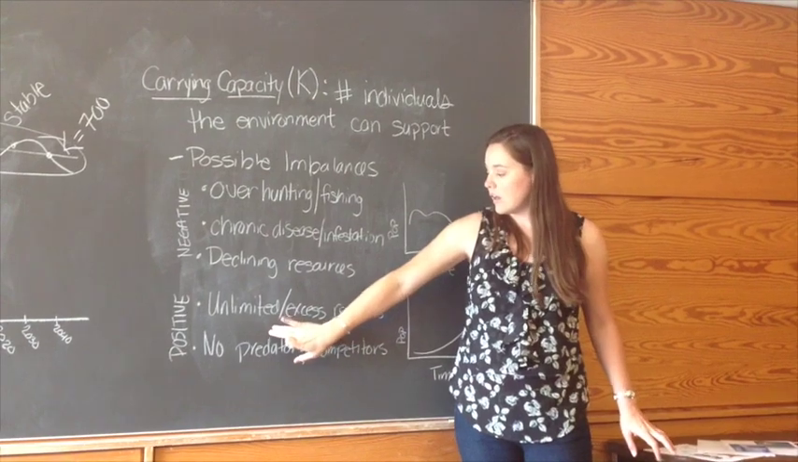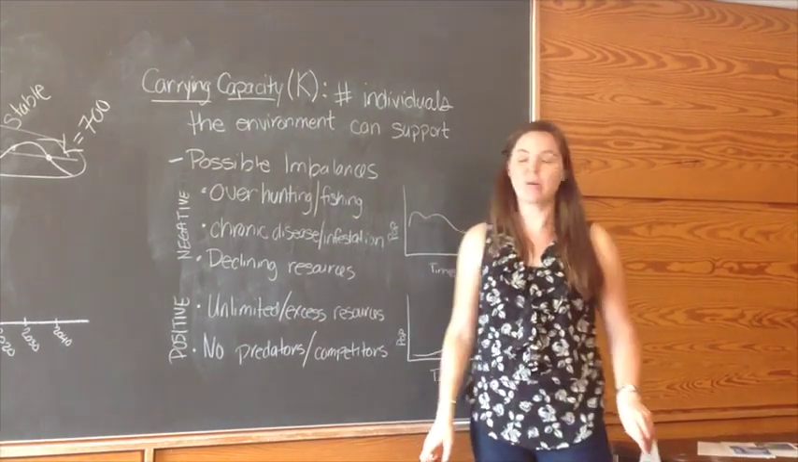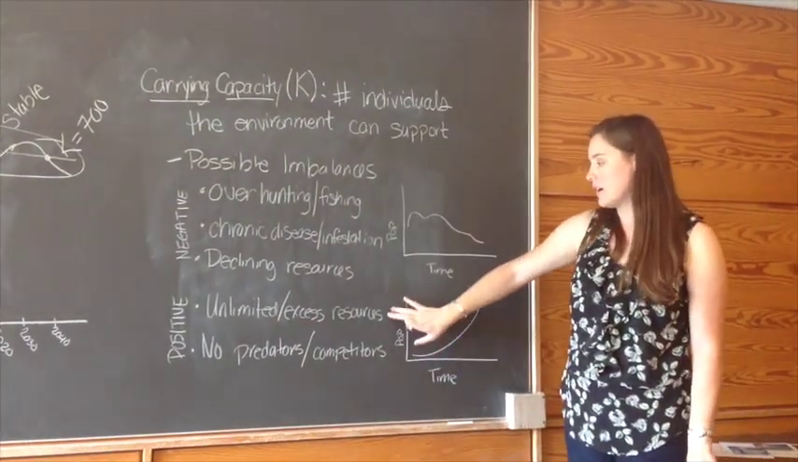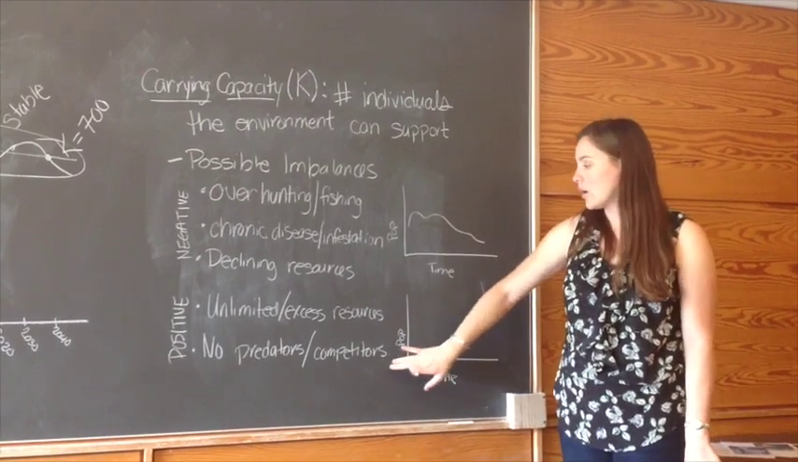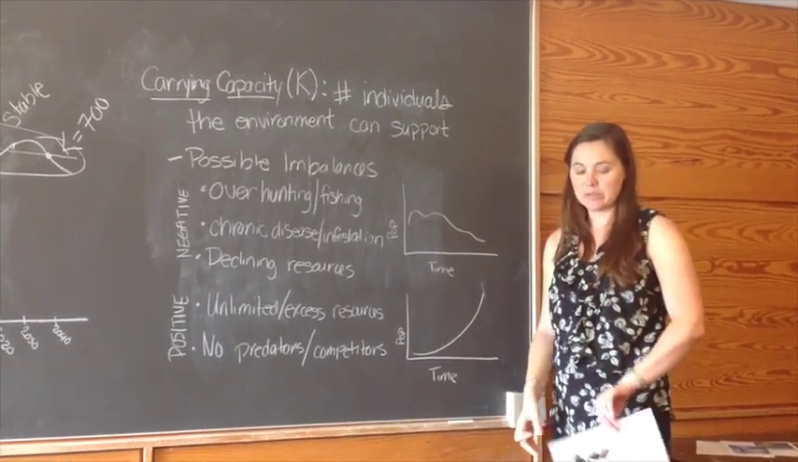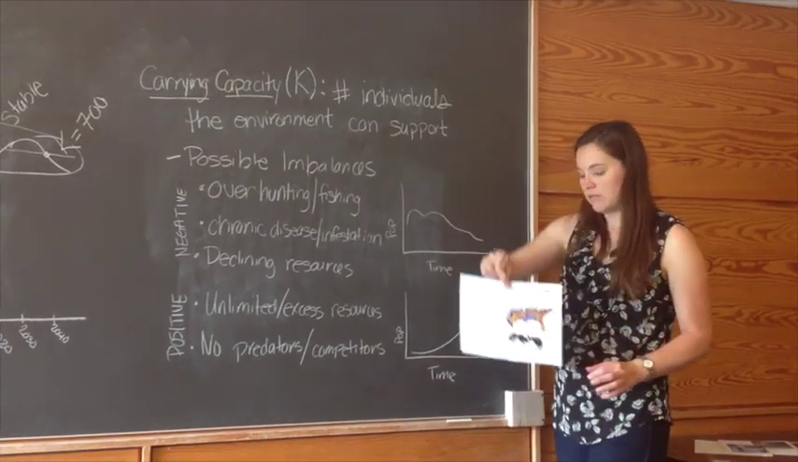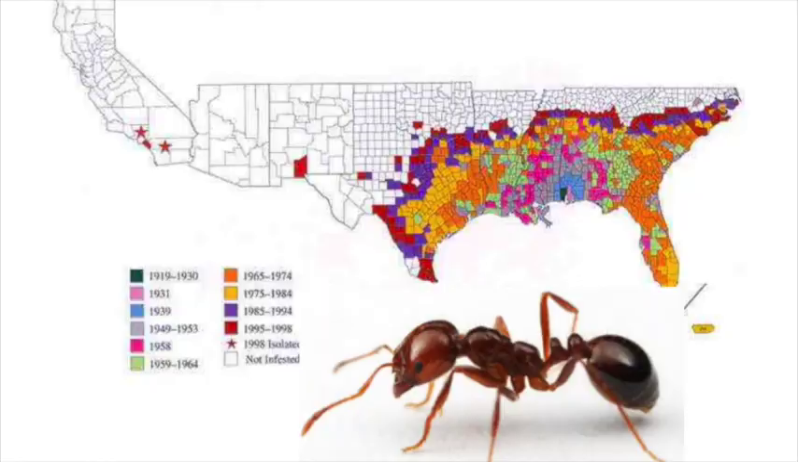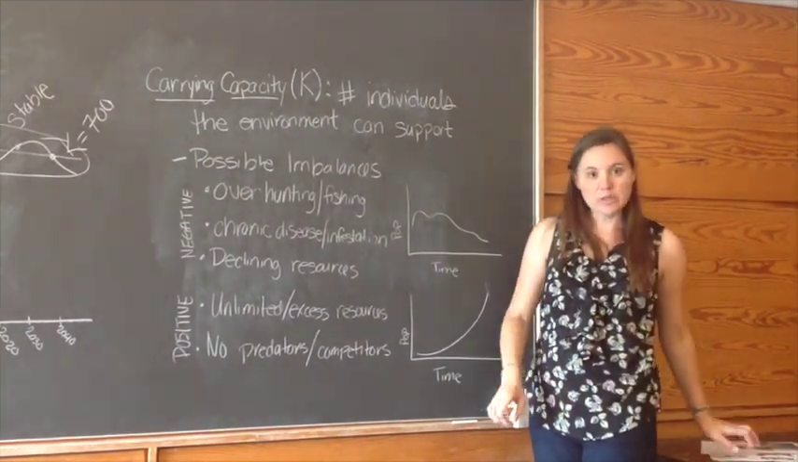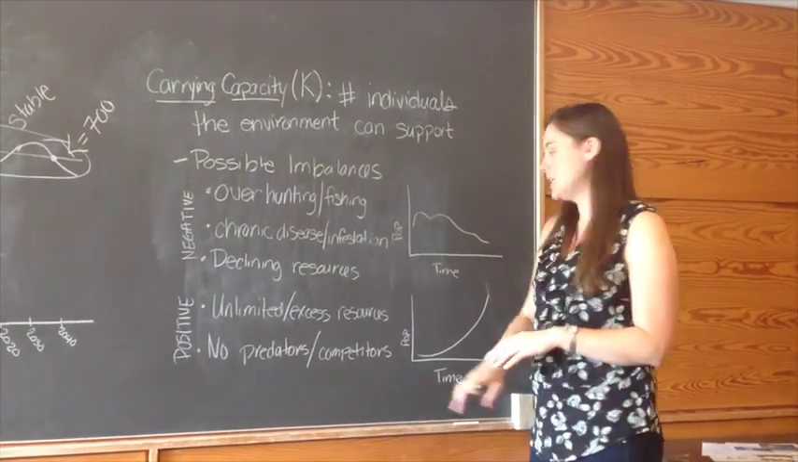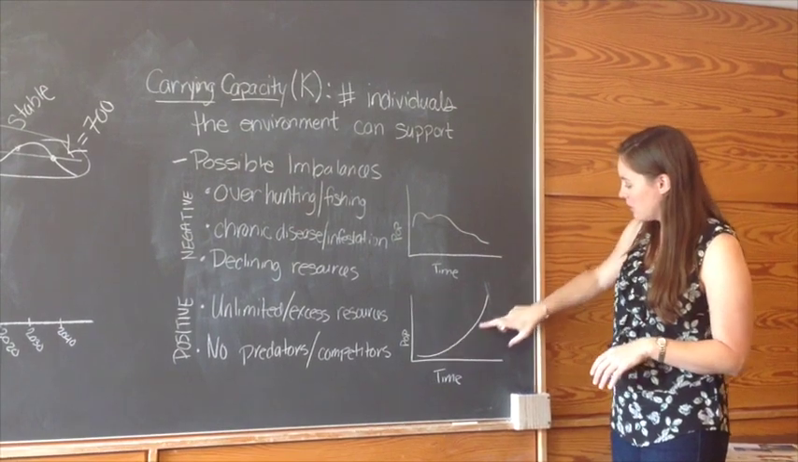And then some positive things for population growth might be that there are unlimited resources, or there are no predators or competitors for that animal. A good example of this is the fire ant in the southeast. You can see that the fire ant's population started here in Alabama, and then it's spread both east and west and north. The fire ant is originally from Argentina, so it doesn't have any predators or competitors here in the United States. And so their population graph might look like this over time.